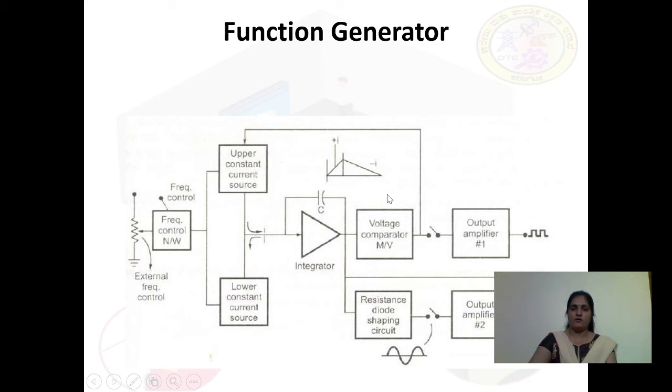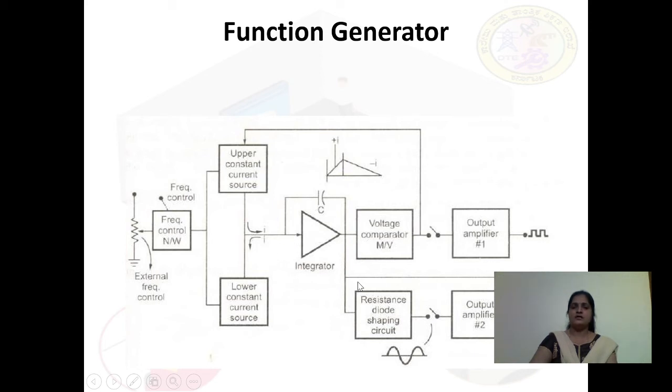triangular kind of waveform. And furthermore important blocks are the voltage comparator multivibrator. This will be helpful to change the operation of either the upper constant current source or the lower constant current source, or vice versa. If we are dealing with the upper constant current source, the lower one will be disabled. If we are dealing with the lower constant current source, the upper constant current source will be disabled. So this voltage comparator multivibrator will help us to change the direction of the positive slope and the negative slope, meaning charging and discharging.